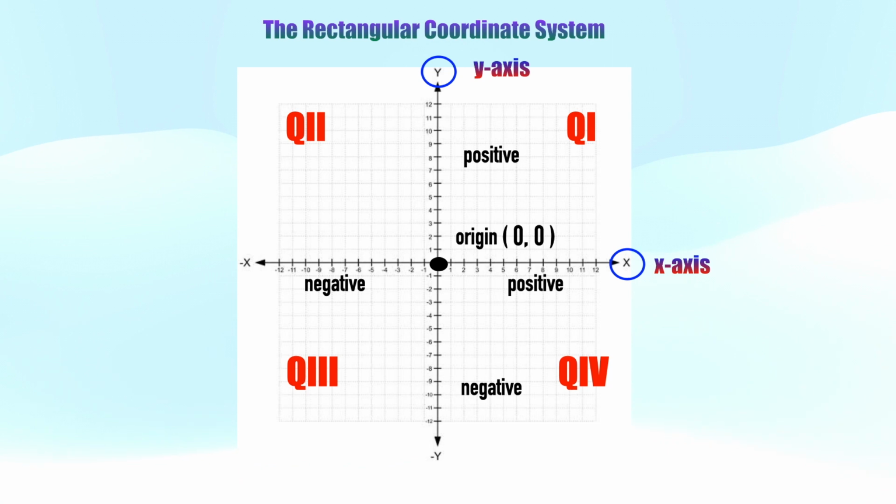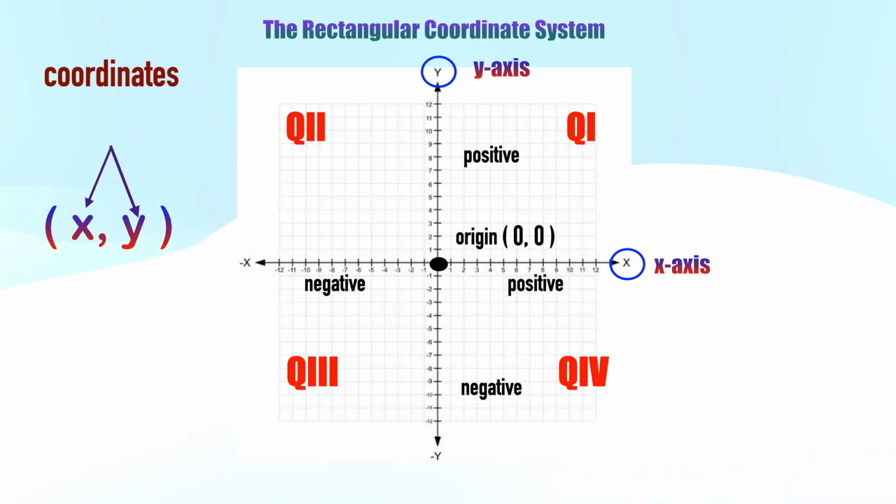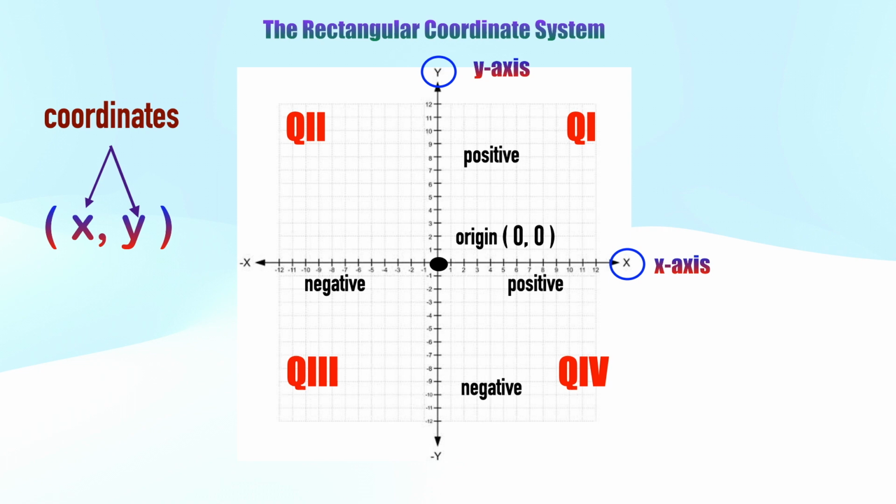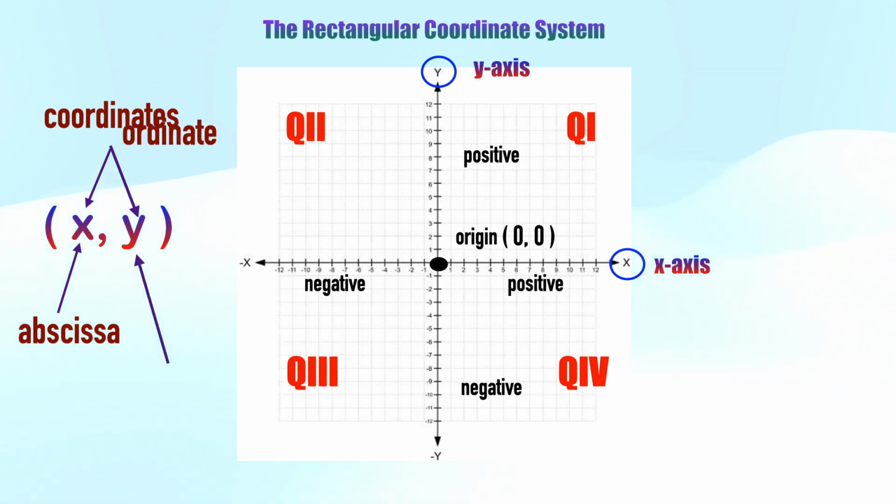Each point corresponds to the ordered pair x, y of real numbers, x and y. These x and y are called coordinates of the points. Ayan, yung x and y, tawag dyan is coordinates. Then yung x, merong pangalan. The x coordinate is also called the abscissa. Yan, abscissa. And the y coordinate is also called the ordinate.